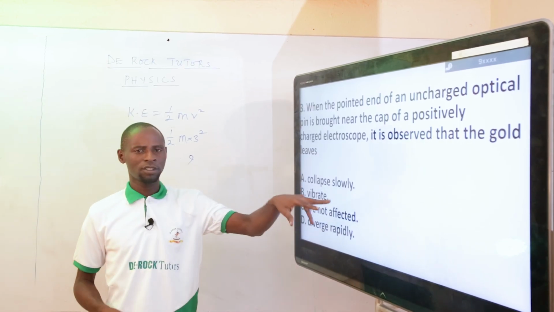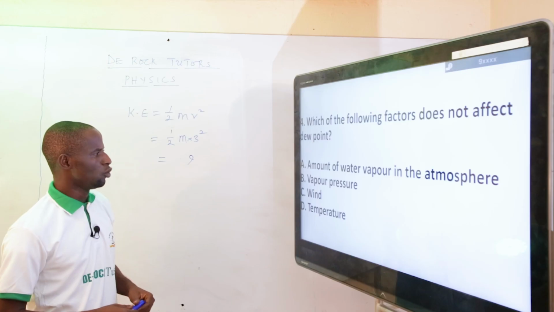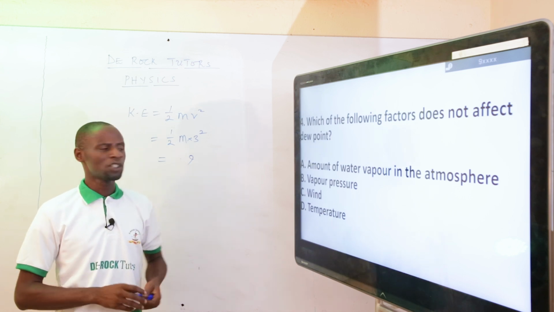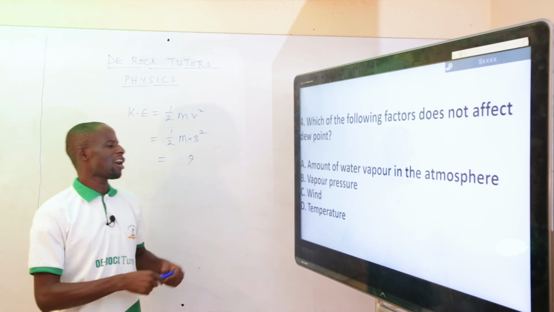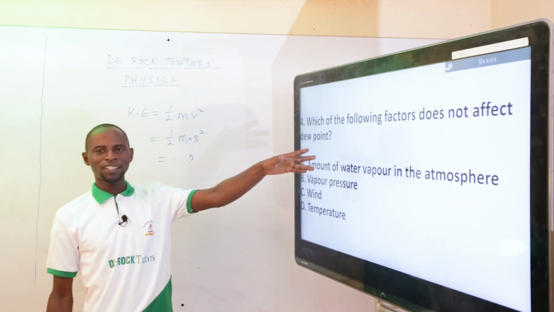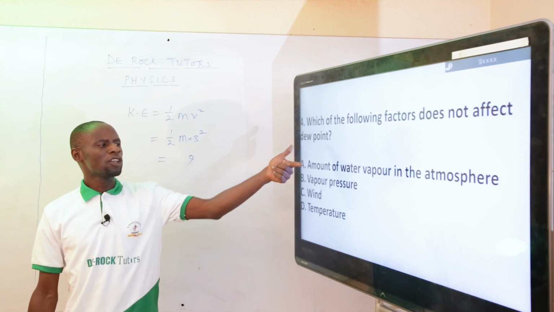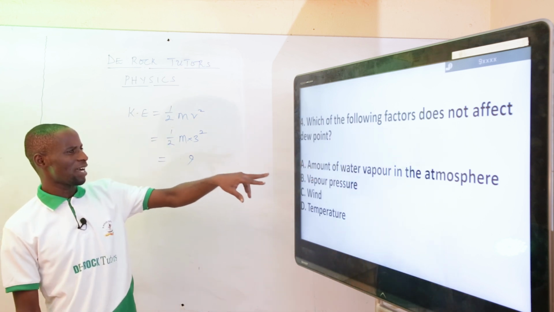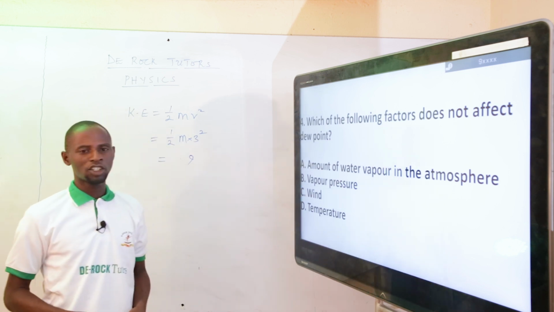It will collapse slowly. The next question, which of the following factors does not affect dew points? A, the amount of water vapor present in the atmosphere. B, vapor pressure. C, wind. D, temperature. The factors that affect dew points are temperature, wind, and the amount of substance present in the atmosphere. So the one that is not part is vapor pressure. So the correct option is option B.